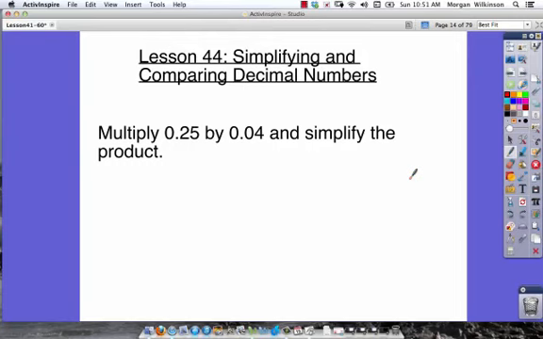Lesson 44 is about simplifying and comparing decimal numbers. Our first question says to multiply 0.25 by 0.04 and simplify the product. Now we could also say these numbers as 25 hundredths and 4 hundredths, and we want to find out what our product will be. Now in order to multiply decimals, our first step is to make the decimals whole numbers.